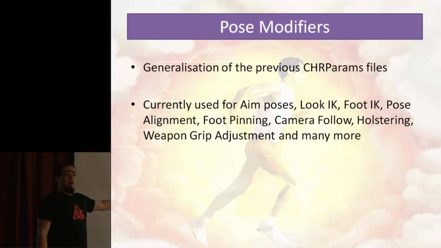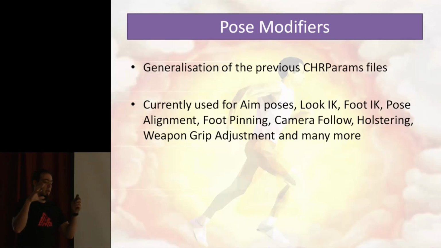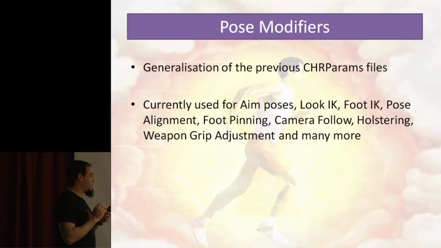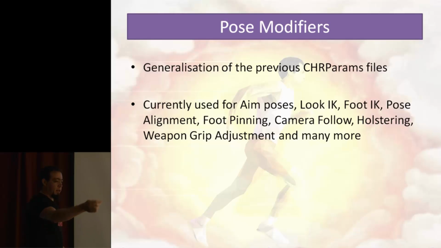This is what you will hear whenever people are talking, and this should be your guideline whenever you think about stuff like, oh, I want to do aim pose, I want to do look IK, foot IK, foot pinning, transitions, wall navigation, all of these procedural things should always be done through a pose modifier rather than hacked into the code.